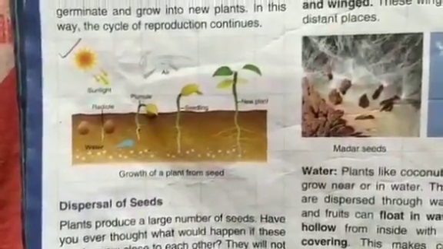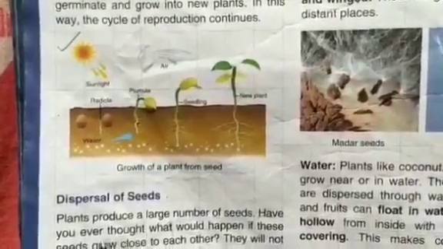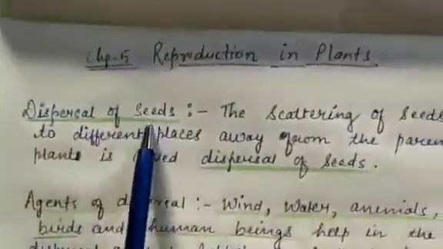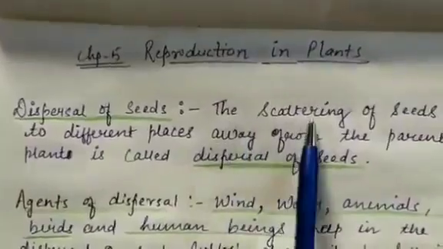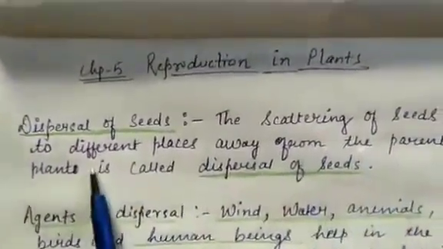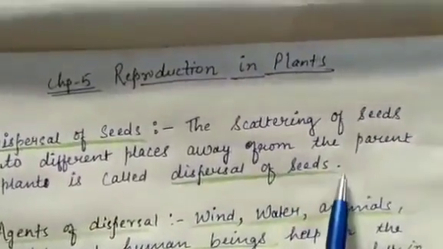I hope this is clear. Now our next topic is dispersal of seeds. Look here. So, what do you mean by dispersal of seeds? The scattering of seeds to different places away from the parent plant is called dispersal of seeds.